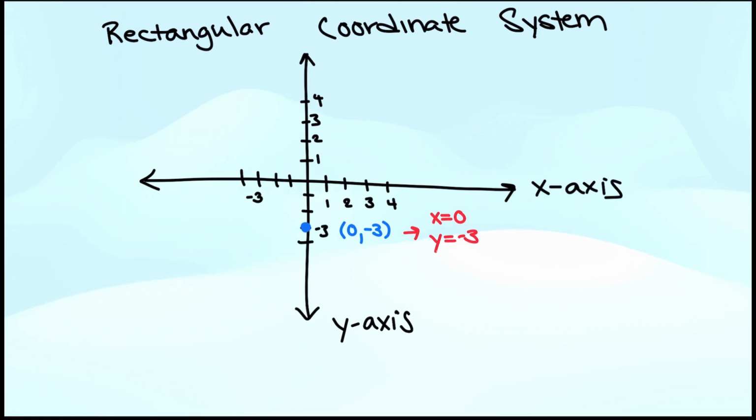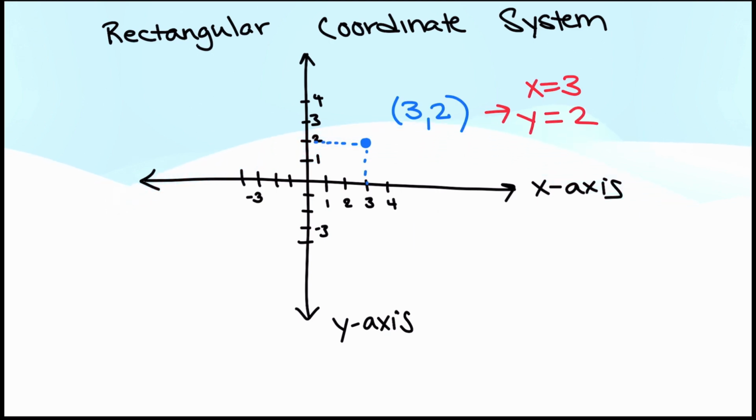Here's another point. This point lies on the y-axis, so it has an x value of 0. So this point in blue has an x-coordinate of 0 and a y-coordinate of -3. So the ordered pair would be (0, -3). All right, and here's one more point. This last point that I drew has an x value of 3 and a y value or height of 2. So this would be the point (3, 2). Again, we put that x value first and the y value second. That's why these are called ordered pairs. The order that we write the numbers in is important.